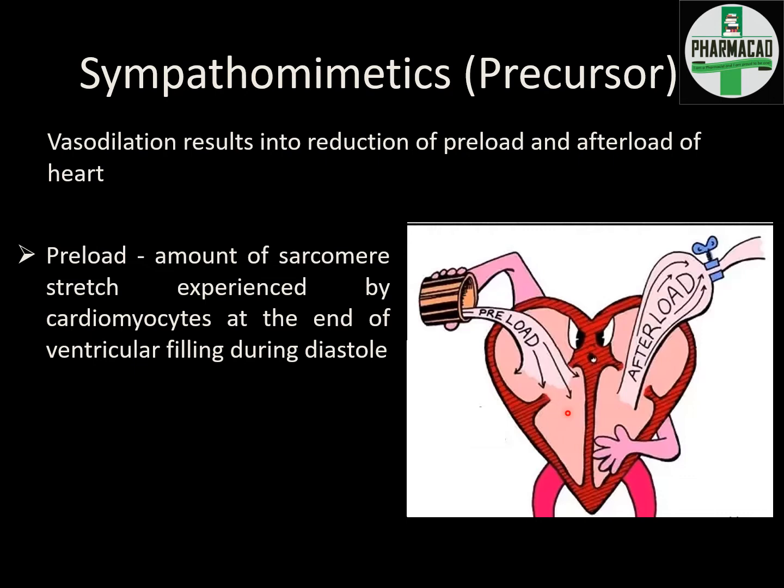Now we can reduce this experience of stretch, or preload. How? By vasodilation. When the diameter of the vein is increased, becomes bigger, what will happen? Less amount of blood with less pressure will be filled inside the ventricle.